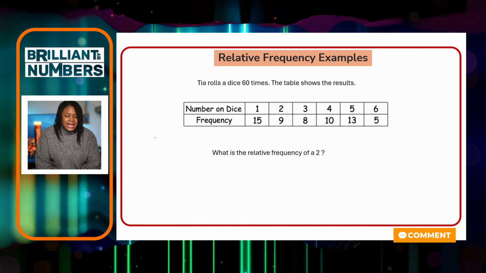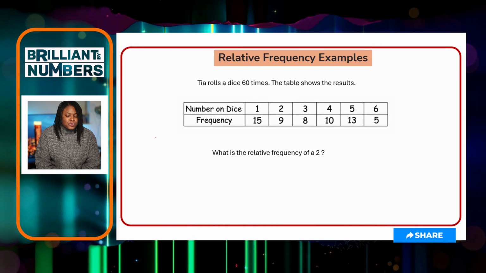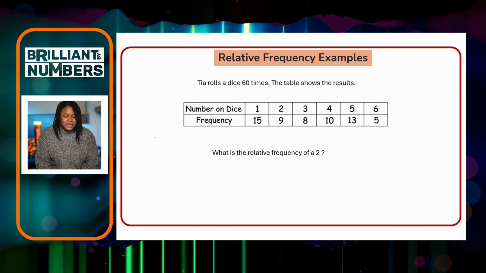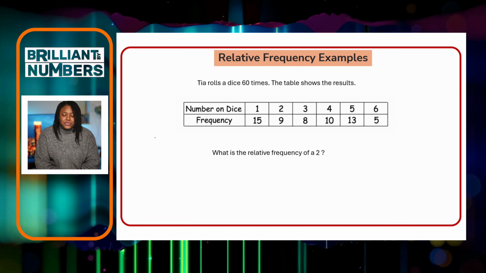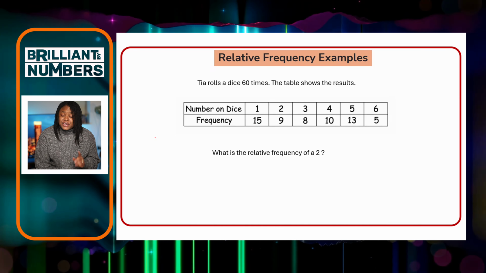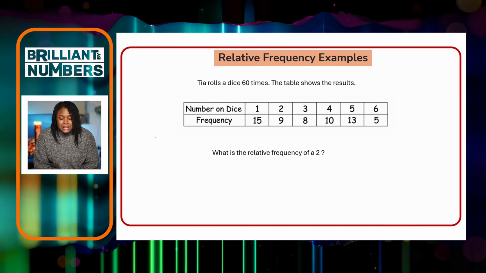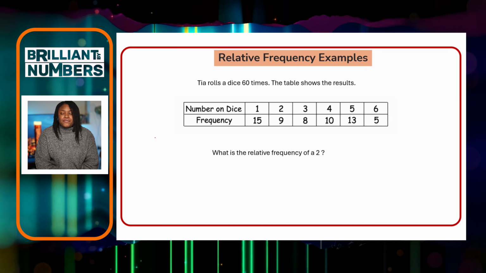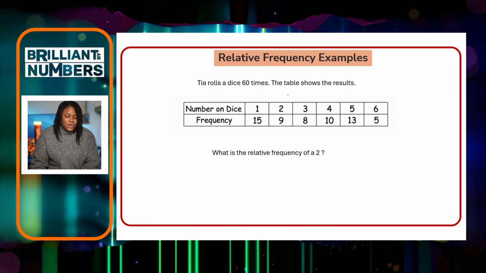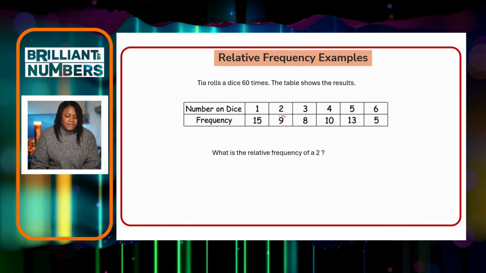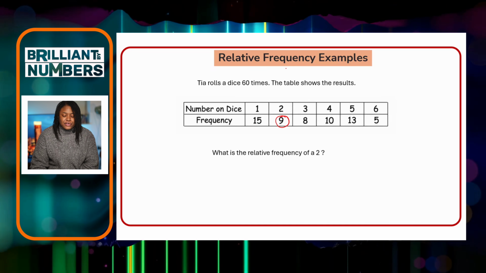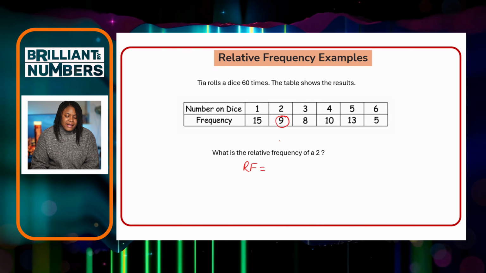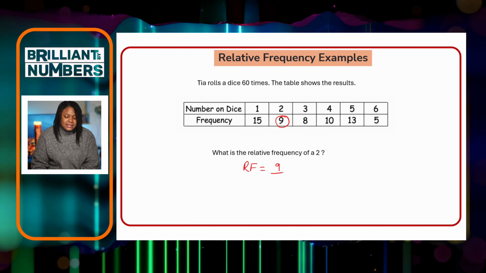Now the first question here, we're told that Tia rolls a die 60 times. The table shows the results. So the number on the die, 1, 2, 3, 4, 5, and 6, and the frequency of each number is shown below the numbers. We are asked to say what is the relative frequency of a 2. So if we look on the table here, we can see of 60 times, 9 of those were 2s. So the relative frequency, which I'm going to call RF, would be equal to 9 of 60 trials.